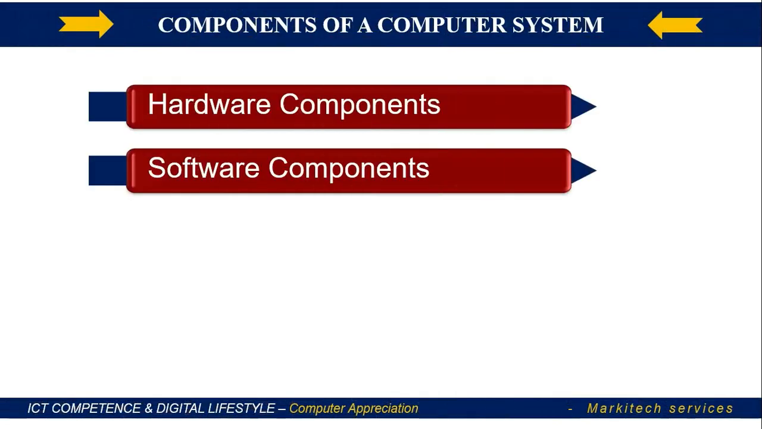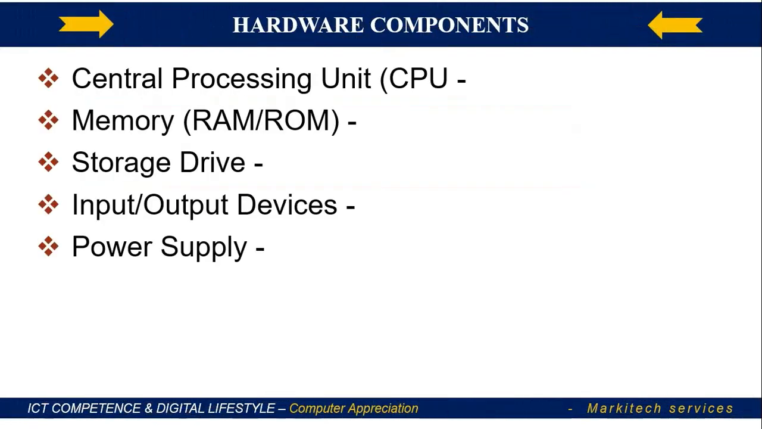And we move now into the components of a computer system. Number one, we have the hardware components, and then we have the software components. The hardware components are the physical parts of the computer system that we can see, feel, and touch. For example, the central processing unit, the memory (RAM), the storage drive, input-output devices, and the power supply.